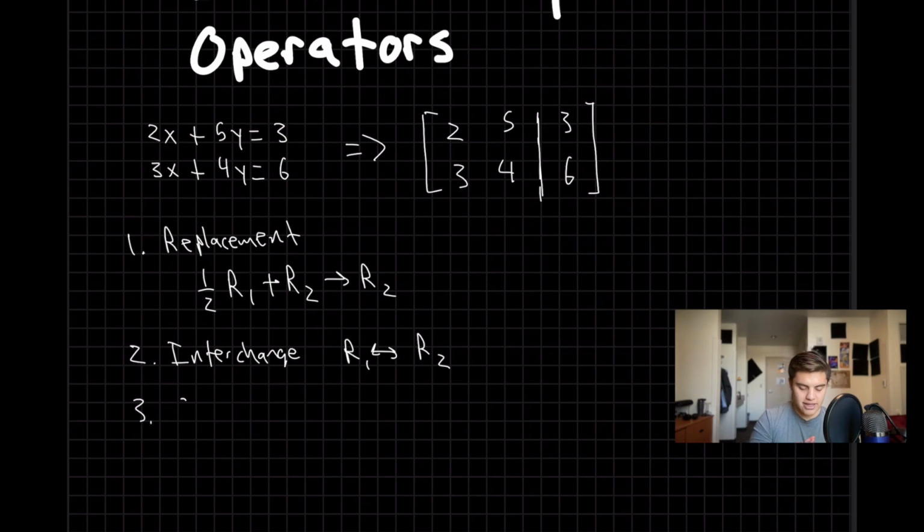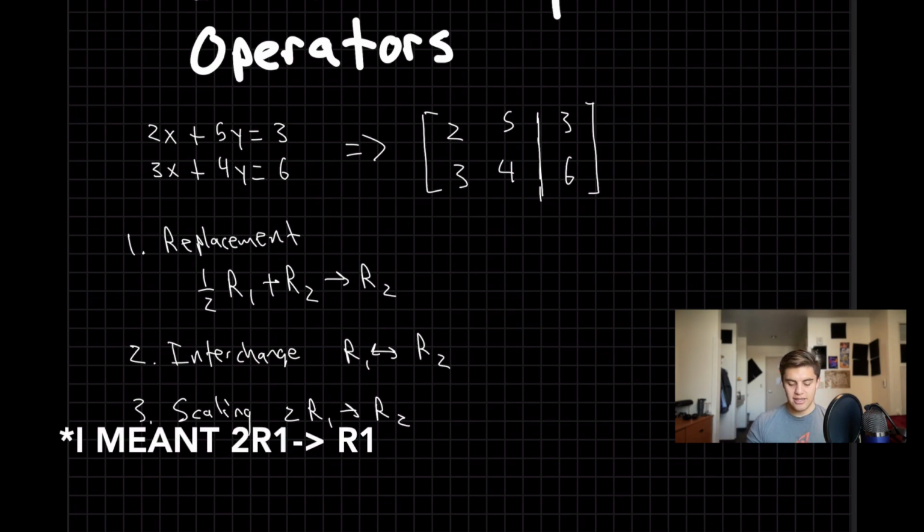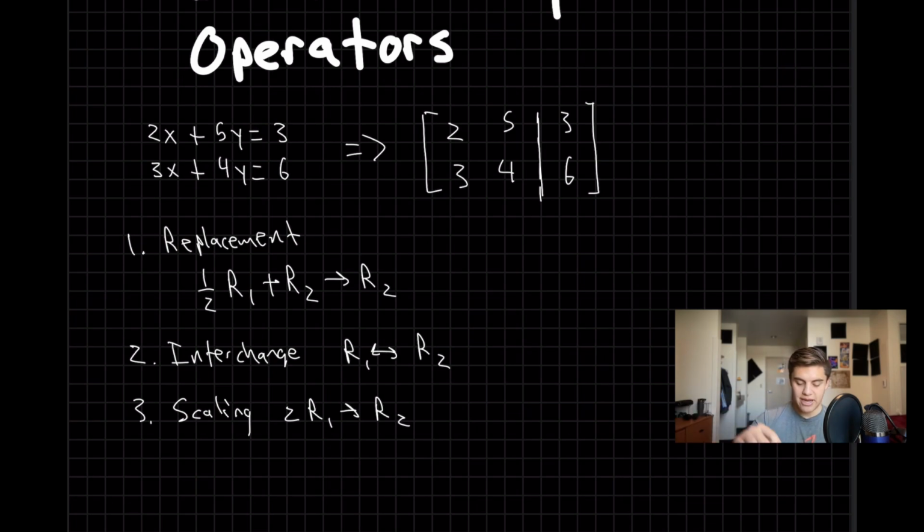The last thing you can do is something called scaling. Let's scale row 1 by 2, and we're going to store that into row 1. When you're scaling, it's a constant value that's non-zero times that row, and you're putting that value back into the row. So in our case, it would be 2 times 2 is 4, 2 times 5 is 10, 2 times 3 is 6. So the top row would then become 4, 10, 6.